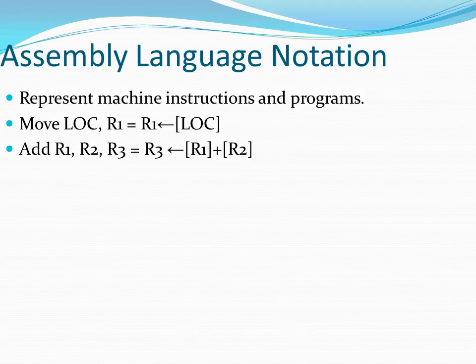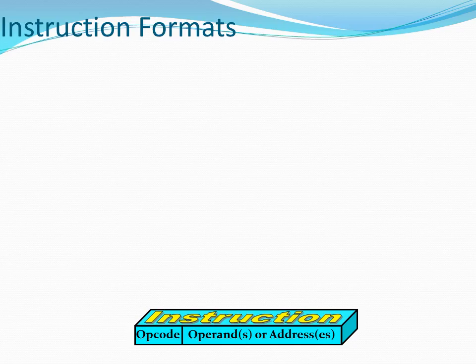And the second one is add R1, R2, R3. Instead of using the register transfer notation, where on the right side we represent R1 plus R2 stored in R3, by using assembly language notation we use add R1, R2 and R3. So what is the meaning here? The contents of R1 and R2 are added and the result is stored in R3. So this is the representation of assembly language notation.